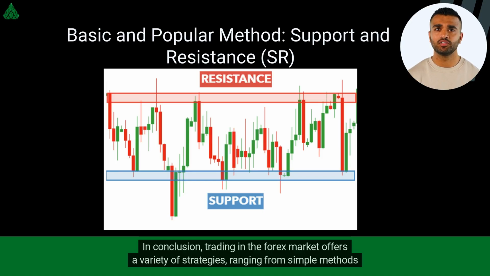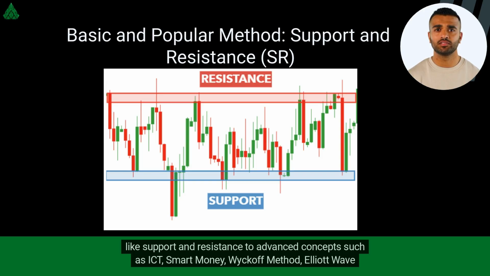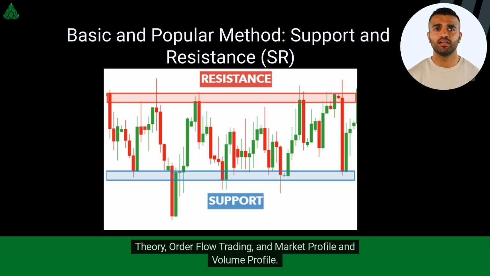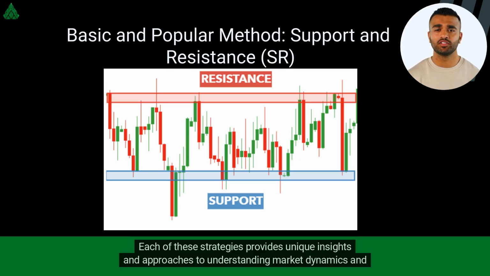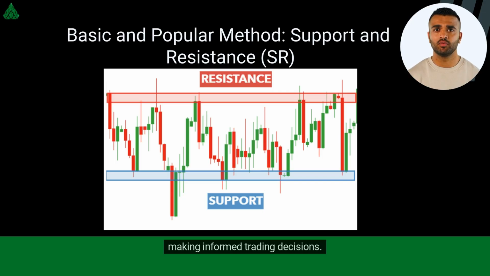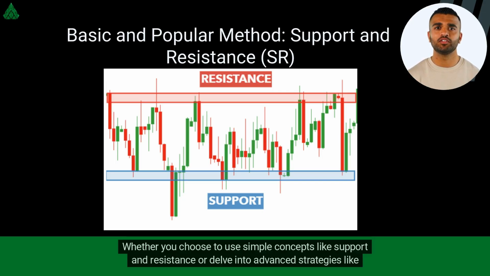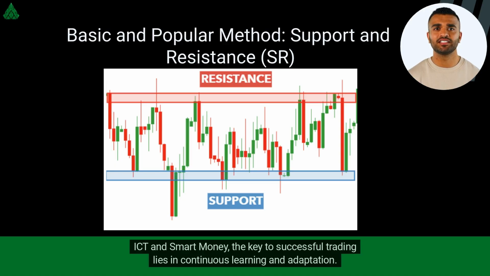Conclusion. In conclusion, trading in the Forex market offers a variety of strategies, ranging from simple methods like support and resistance to advanced concepts such as ICT, smart money, Wyckoff method, Elliott wave theory, order flow trading, and market profile and volume profile. Each of these strategies provides unique insights and approaches to understanding market dynamics and making informed trading decisions. Whether you choose to use simple concepts like support and resistance or delve into advanced strategies like ICT and smart money, the key to successful trading lies in continuous learning and adaptation.